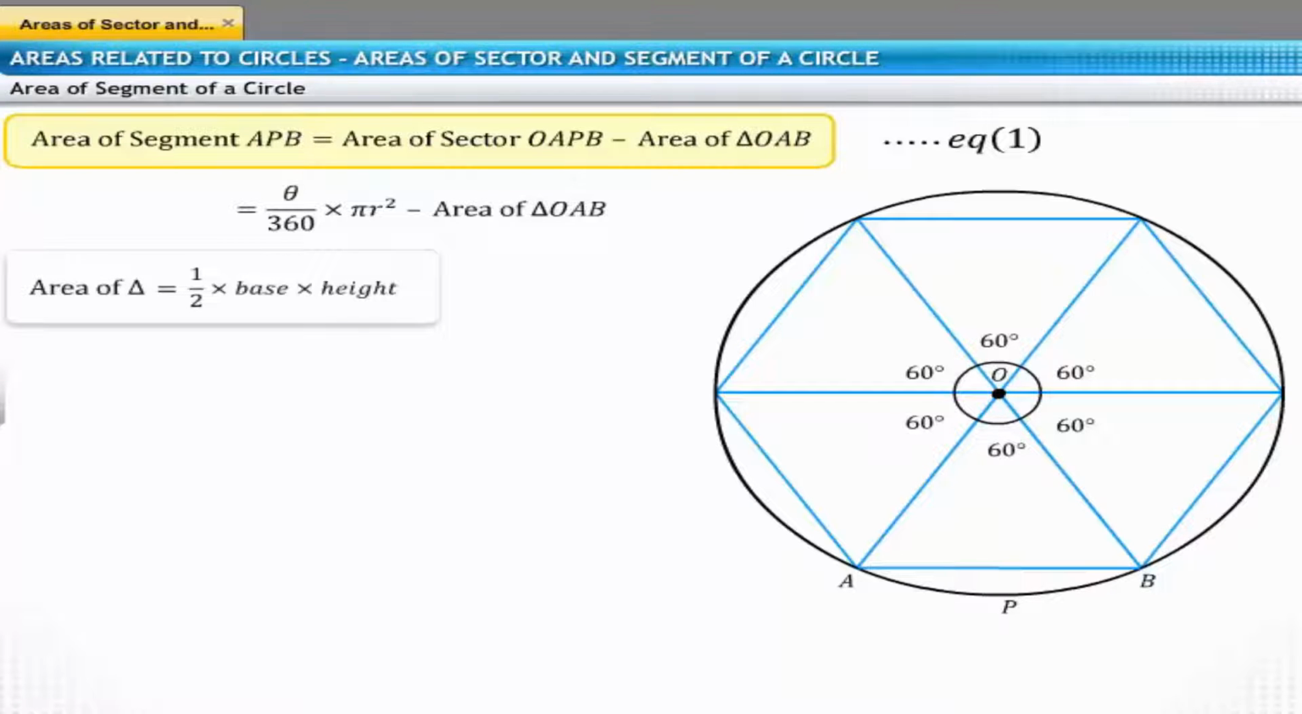Recall that the area of a triangle can be calculated as half the product of the base and its corresponding height. Now, the question is, how do you calculate the base and the corresponding height of the triangle? The base and height can be calculated with the help of trigonometric ratios.